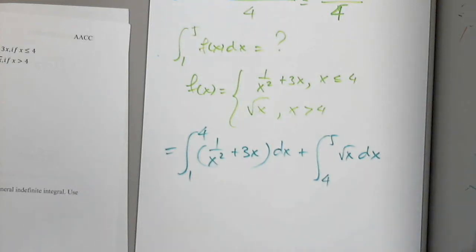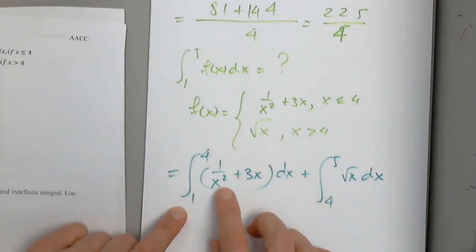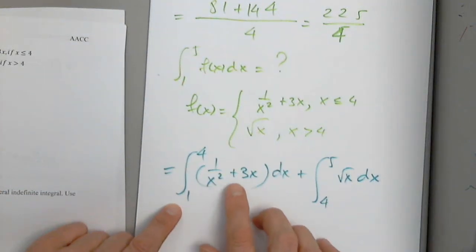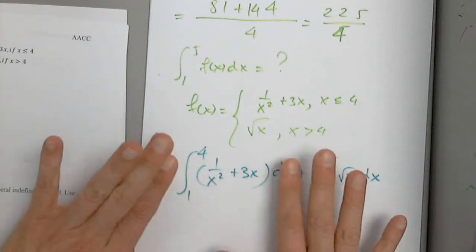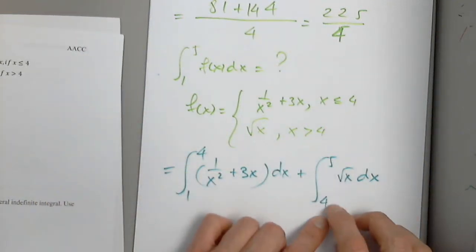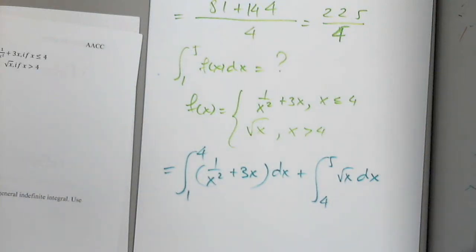So we're talking about the interval from 1 to 4. Is this function continuous on 1 to 4? Yes, it would have not been continuous at 0. So this is safe. Is this function continuous between 4 and 5? Yes. Okay, so let's go ahead and find the integrals.